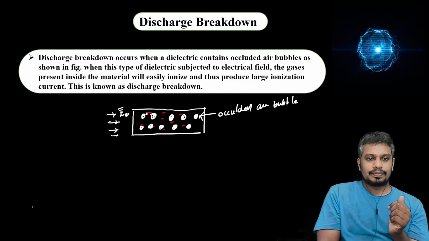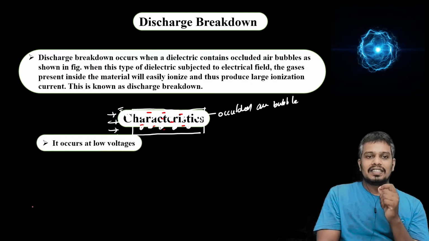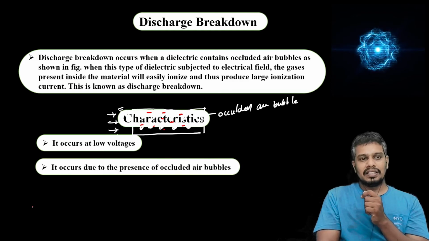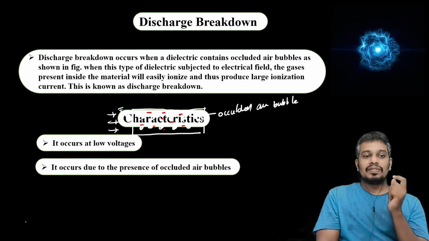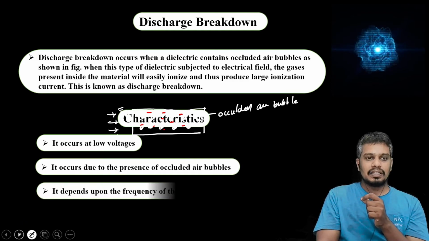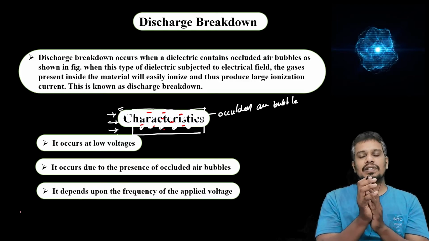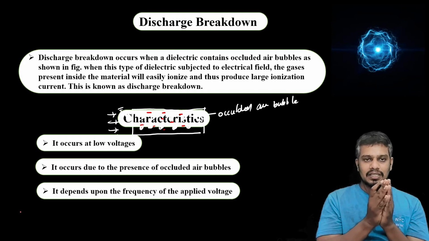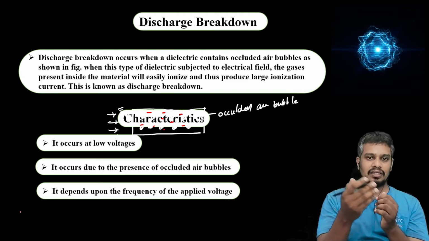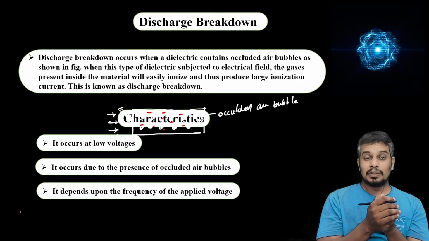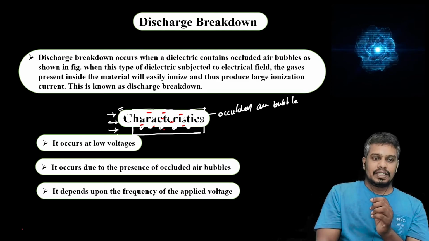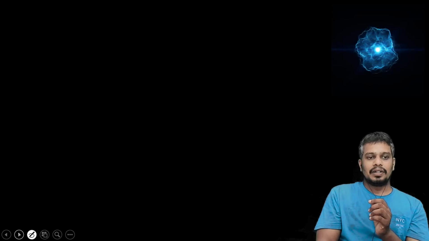So here, the characteristics of the discharge breakdown: it occurs at low temperature, and it occurs due to the presence of the air bubbles. Then it depends upon the frequency of the applied voltage. If the external voltage is of high frequency, then the discharge emission will be large and the breakdown will be quick. Then the last breakdown mechanism is called the defect breakdown.